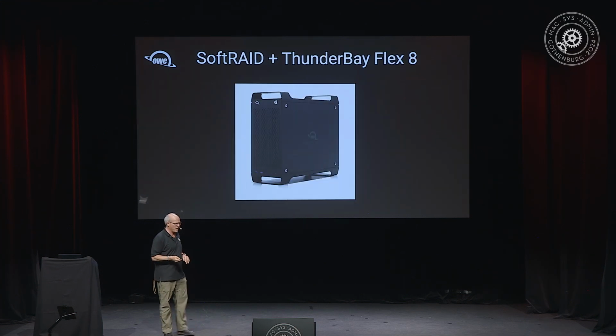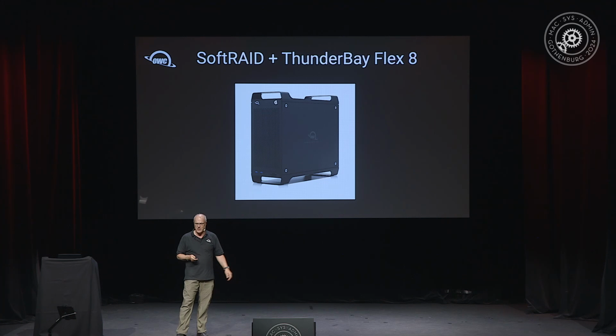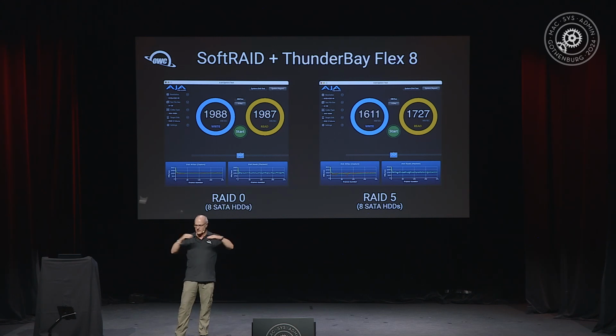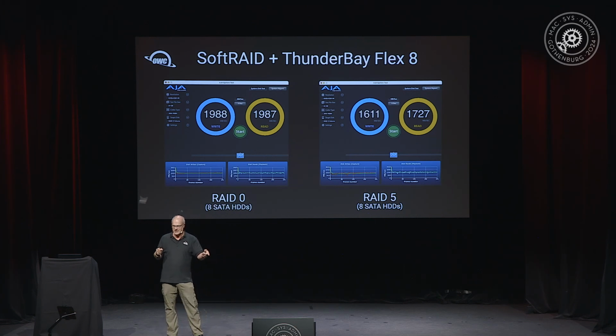So likewise, we have an 8-drive SATA box called the Thunder Bay Flex 8. This is the performance we get with 8 SATA drives in RAID 0 and RAID 5. It's roughly comparable to what you're going to get with a hardware RAID box before you exhaust their cache. So this is done with a 64 gigabyte file size. Some of our competition will do maybe a little faster than this for writing to RAID 5 for the first 4 gigabytes, and then it steps down.